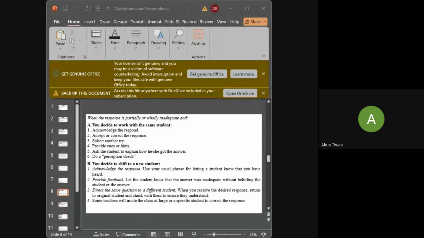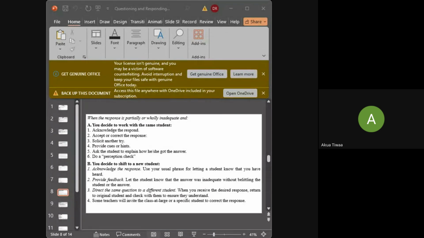So if the person gives you an answer and it is not adequate, it is not correct, and you want to work with the same student, you acknowledge the response. You let the person know that the answer the person has given is not correct. So you accept or you correct the response.